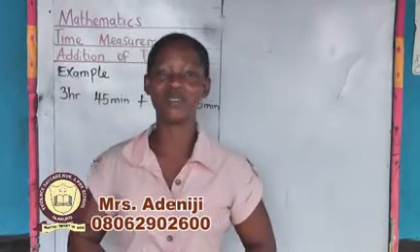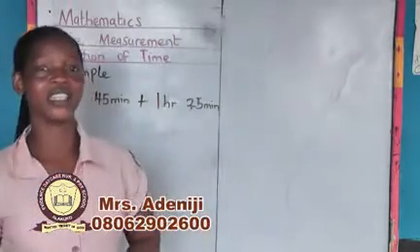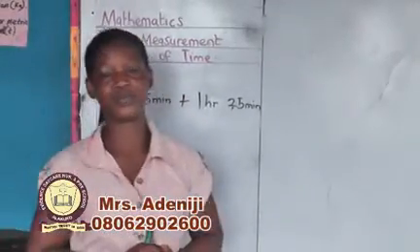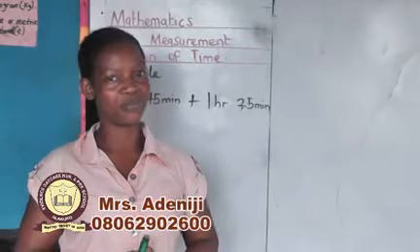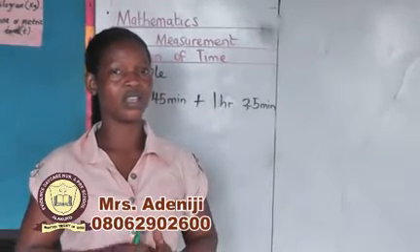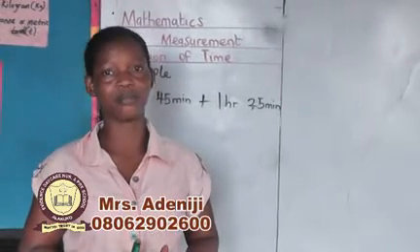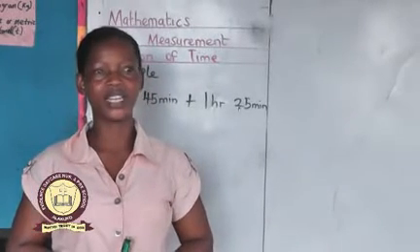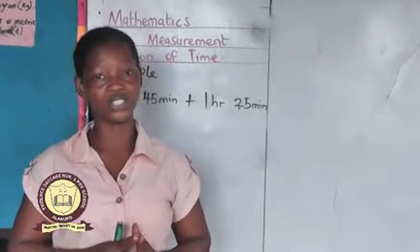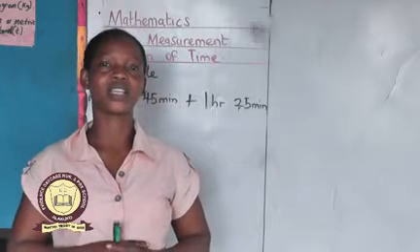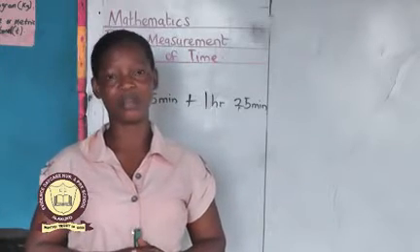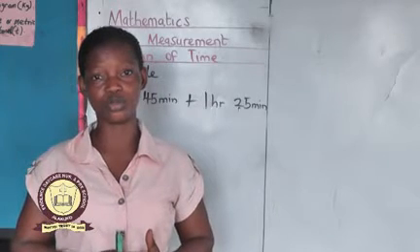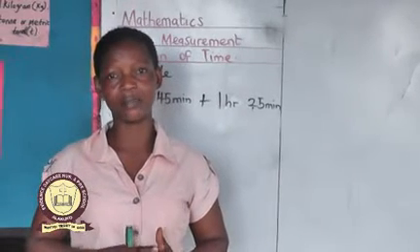This morning we have mathematics, and in our topic today we have time measurements. I believe you still remember our previous topic, which was time measurements, how to say the time. By now, you should all be able to say the time. Today now, we want to talk about addition of time, and here are your objectives. By the end of this lesson, you should be able to add time together.